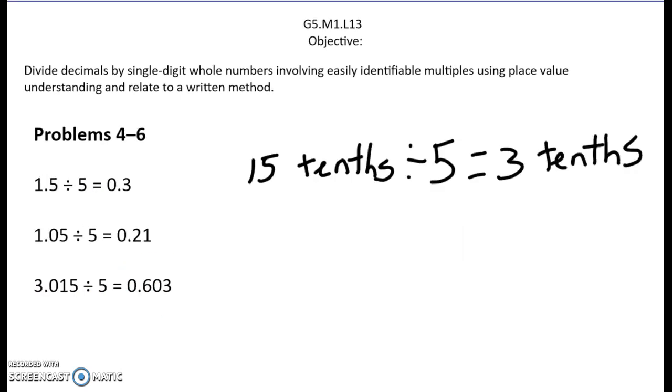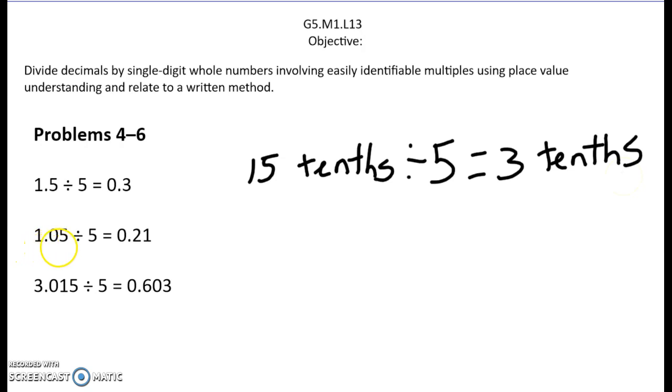Okay, in this next example, we're going to move away from our place value chart and focus on unit form. So we have 1 and 5/10 divided by 5 equals, as we know, 3/10. Our answer is given to us, but how did we get that? 1 and 5/10 is equivalent to 15/10. 15/10 divided by 5. 15 divided by 5 equals 3. 15/10 divided by 5 equals 3/10.